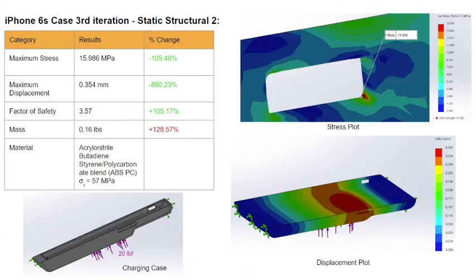For the third iteration, the maximum stress decreased from the first iteration but increased from the second iteration to 15.986 MPa. The maximum displacement of 0.354 millimeters is smallest out of all and occurs higher up the phone case, where the thickness decreased. Thus, this design change has the best combination of results for low stress and displacement for this analysis.